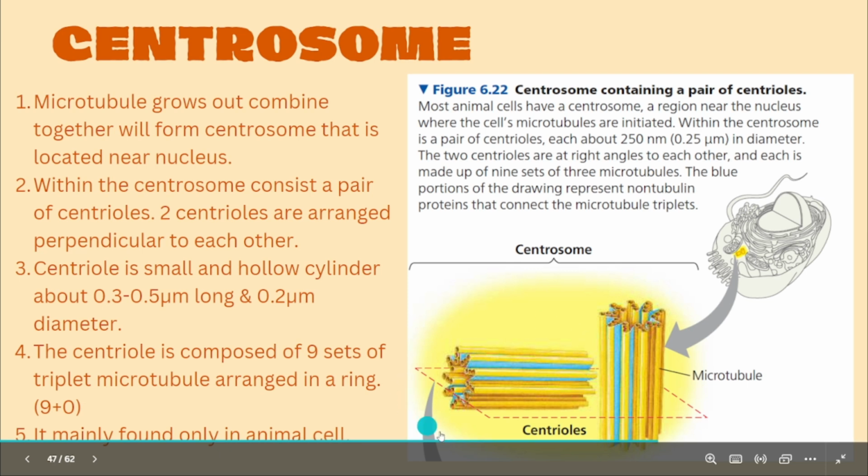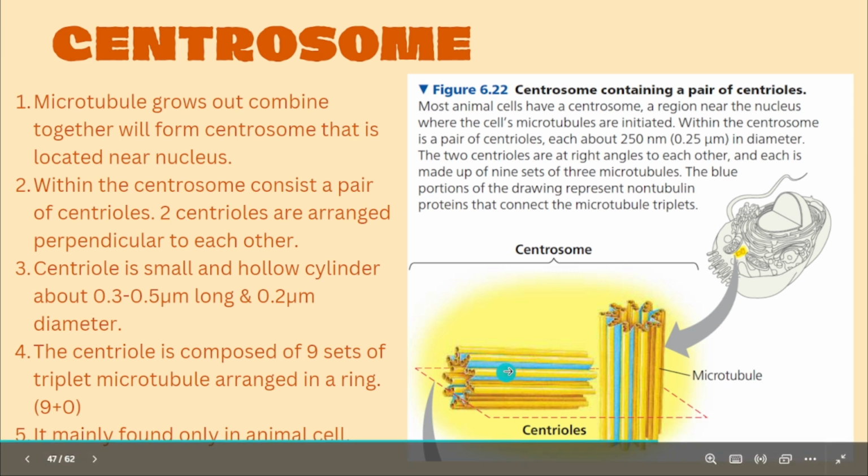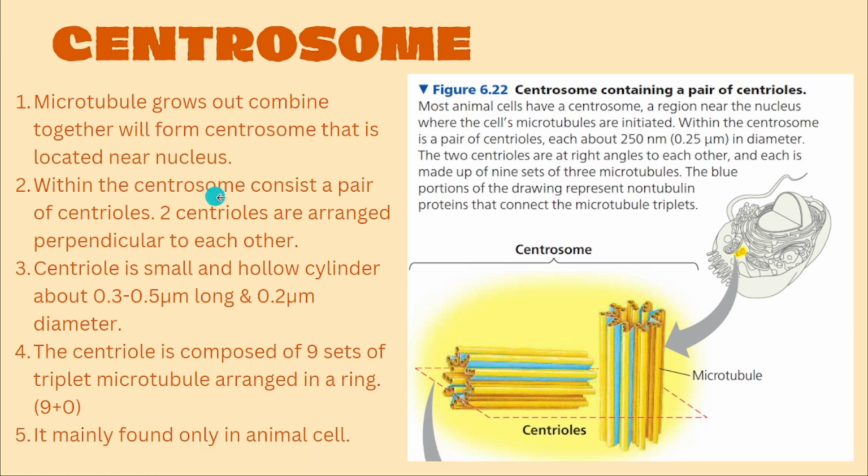So this one is the centriole, right? And we know that in an animal cell we normally have a pair of centrioles. When they combine together, they are called a centrosome. A pair of centrioles is equal to a centrosome, the scientific term. When many microtubules are joined together, they form the centriole structure. Normally, within the centrosome, there is a pair of centrioles.